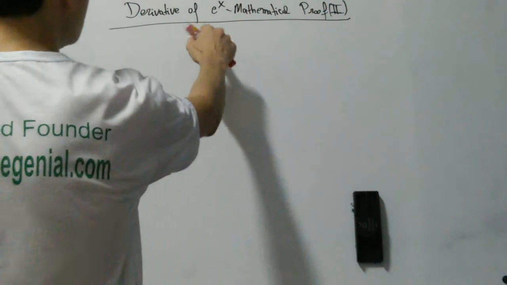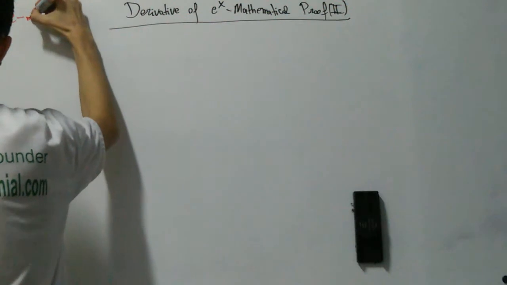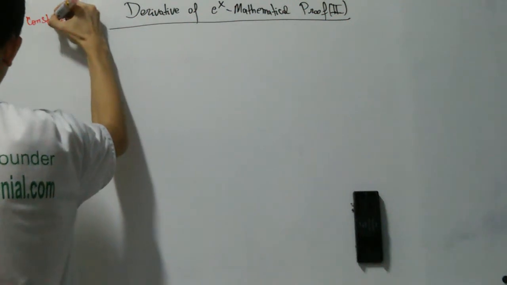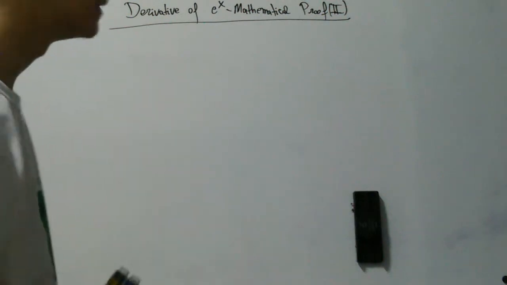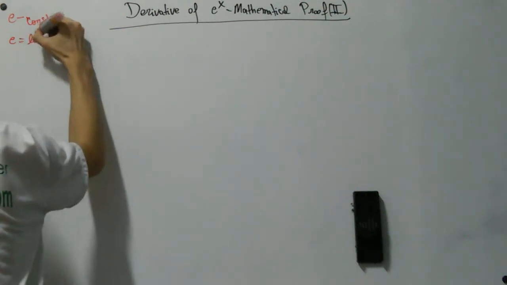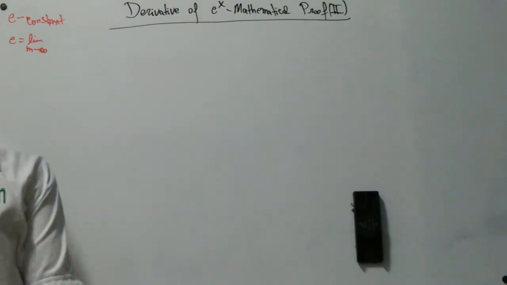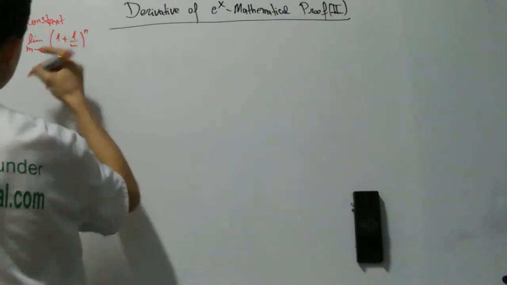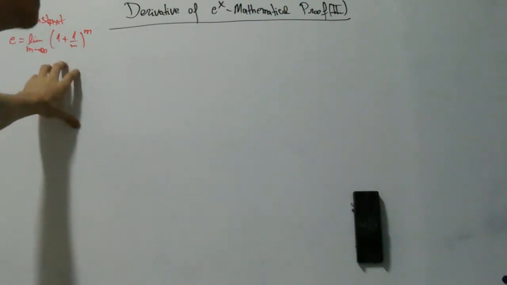First of all, what is e? Let's remember, e is a number. It's a constant, so it has a fixed value, and it is approximately 2.7. We can define e using a limit. So we can say that e is equal to the limit when, for example, m approaches infinity of 1 plus 1 over m, all of this raised to m. So this is a way of defining e using limits.